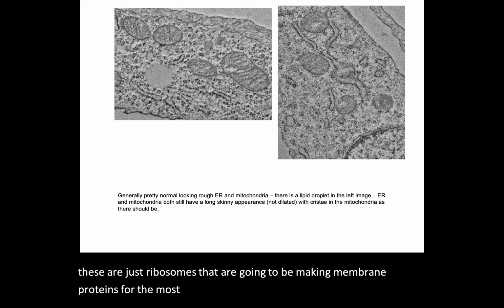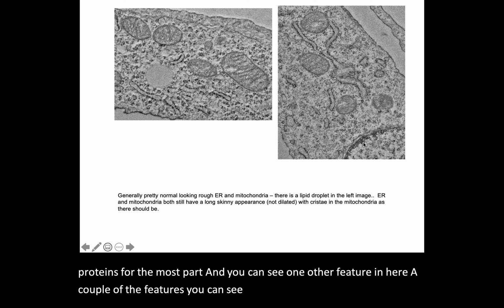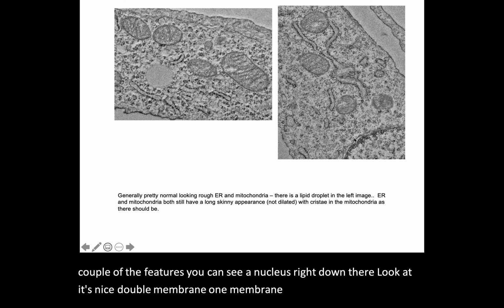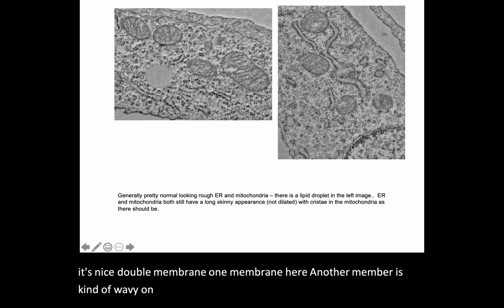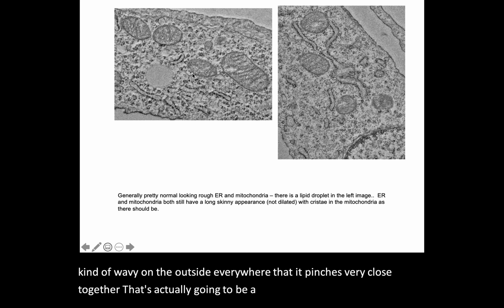Now you can see a couple other features in here. You can see a nucleus right down there. Look at its nice double membrane. One membrane here, and the other membrane is kind of wavy on the outside. Everywhere that it pinches very close together, that's actually going to be a nuclear pore. That's where you would find one.